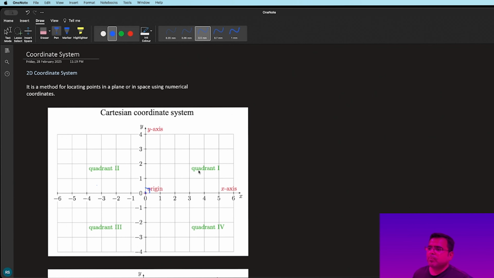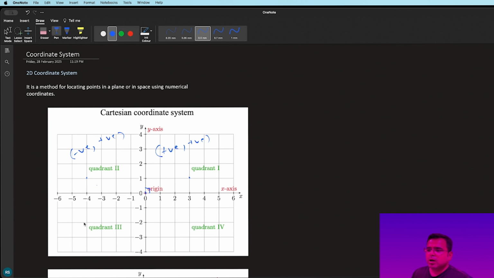So for example, suppose I plot a point in this first quadrant. In this case you can see the x-axis is positive and the y-axis is also positive. So the point that you plot will have a positive x component and a positive y component. Okay, and if you plot a point in the second quadrant, then the x component will be negative and the y component will be positive.